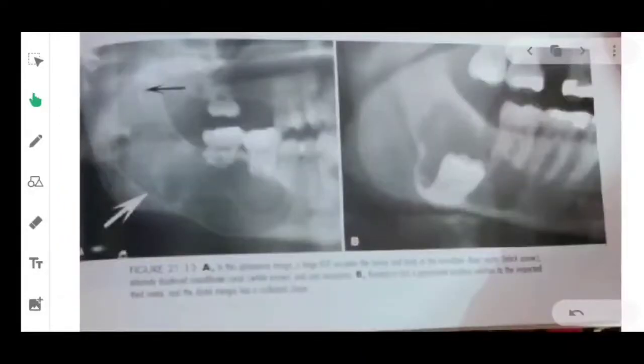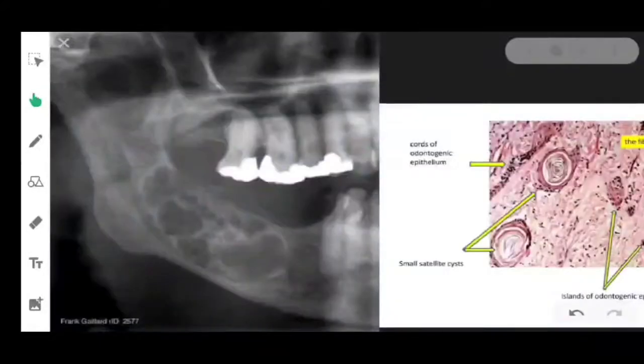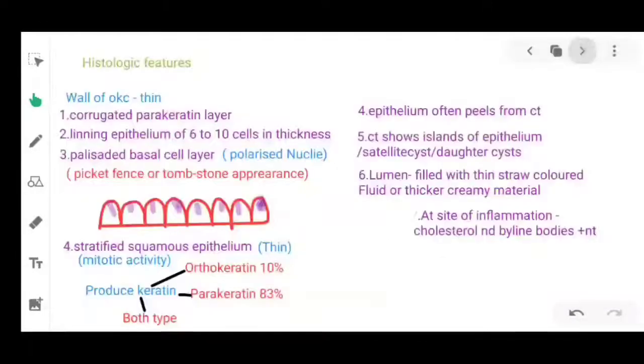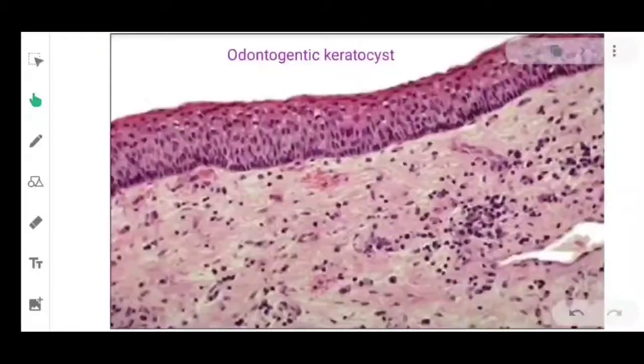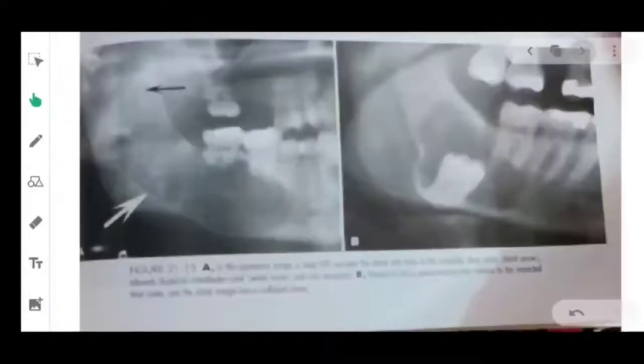This was the radiological feature. See, this is a unilocular cyst near the third molar area. This is a multilocular cyst. This is a small satellite cyst in the connective tissue. Now histological features. In histological features, first we will study that the wall of OKC is thin and there are some characteristic points. First of all, it has a corrugated parakeratin layer. See, this is the parakeratin layer. It is a corrugated parakeratin layer.